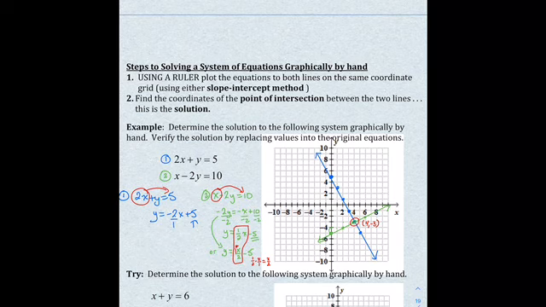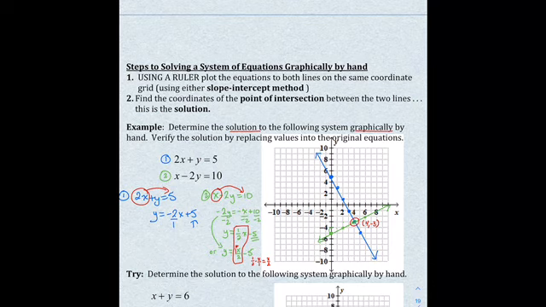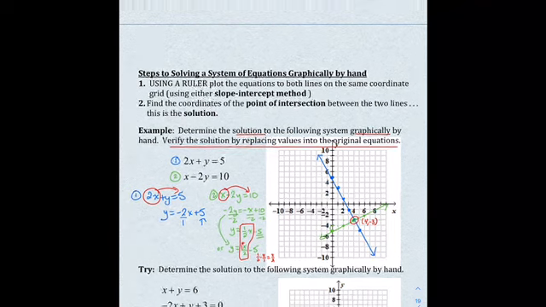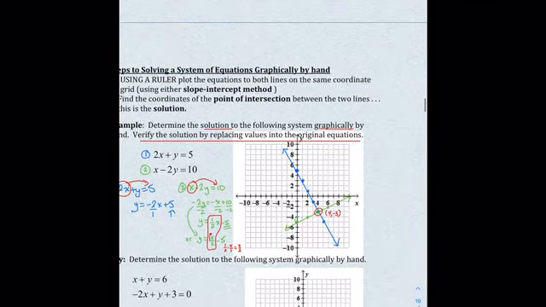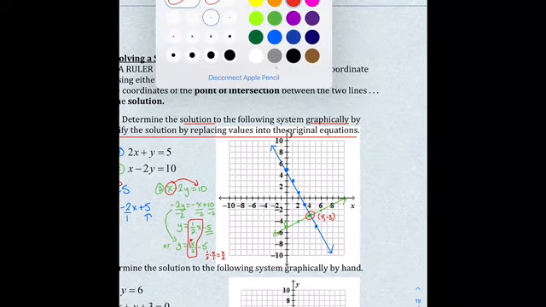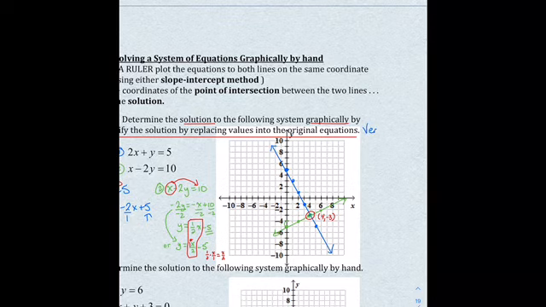So let's look at the example, the instructions one more time. Determine the solutions by graphing by hand, which we did. That just means graphing by hand versus the calculator. Okay, verify the solution by replacing values into the original equations. So what does that mean? That means we're doing a check. Verify or check are synonymous terms. Okay, synonymous, two words that mean the same thing. So let's do a check over here. I want to check equation 1. You can say verify or you can say check, whatever you would like to write.